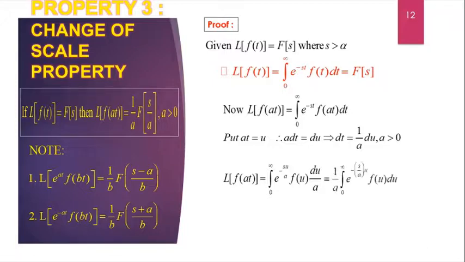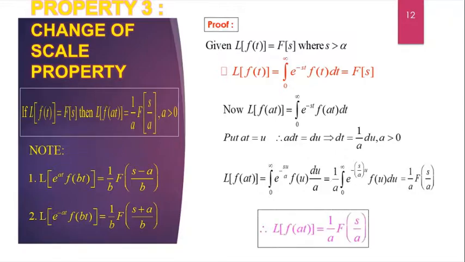Now we go with further solving it, writing it as 1 by a, which is a constant, integral 0 to infinity e power minus s by a u f of u du. Now if you compare this term to the definition of Laplace, which has been highlighted in red color, you would interpret this integral in the form of capital F of s by a, and hence we write it as 1 by a into F of s by a. Hence the proof that Laplace of f of at is equal to 1 by a F of s by a.